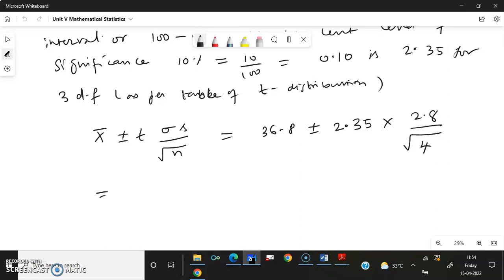So this will be 36.8 plus or minus 2.35 into 1.4. It's divided by 2 now, so 2.8 over 2 will be 1.4, right? So this value if we calculate, it will be like 36.8 plus or minus 3.294, okay, tons per shift.